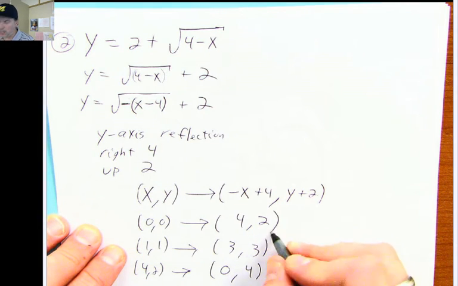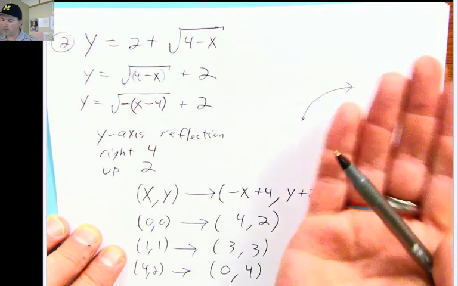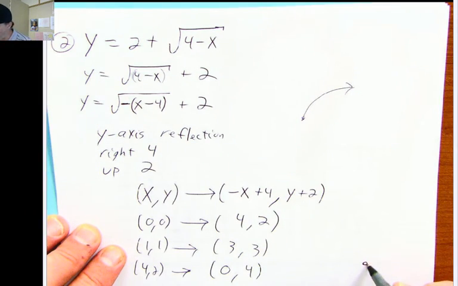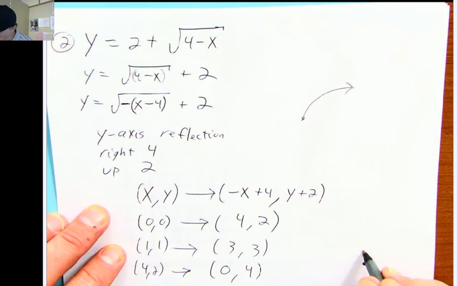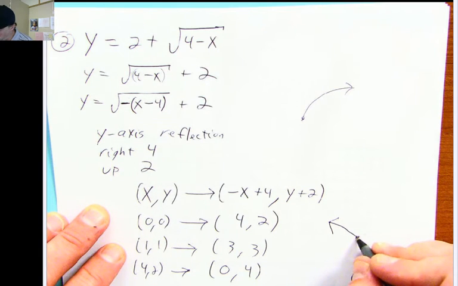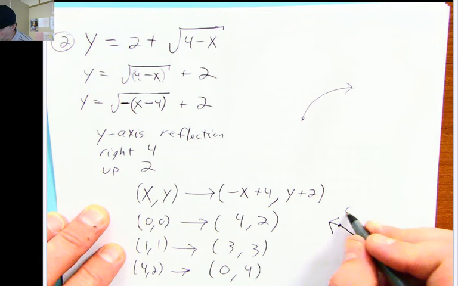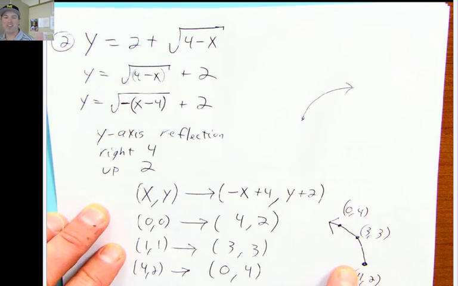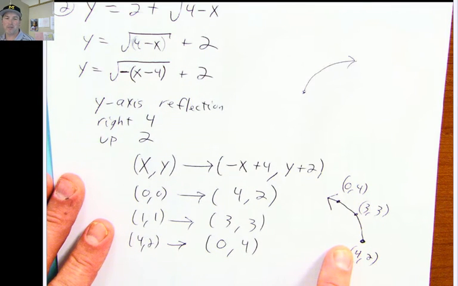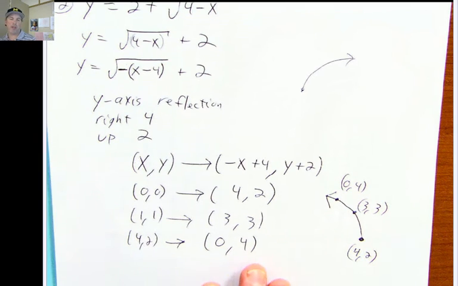And if I'm used to a square root graph going like this, but I know that there's a y-axis reflection, that means that the graph will now look like this, and the 0, 0 point is now 4, 2. The 1, 1 point is now 3, 3. And the 4, 2 point is now 0, 4. And I don't even think this graph looks very good, but it has the 3 key points clearly labeled, and it has the right general shape, so it's acceptable in my opinion.